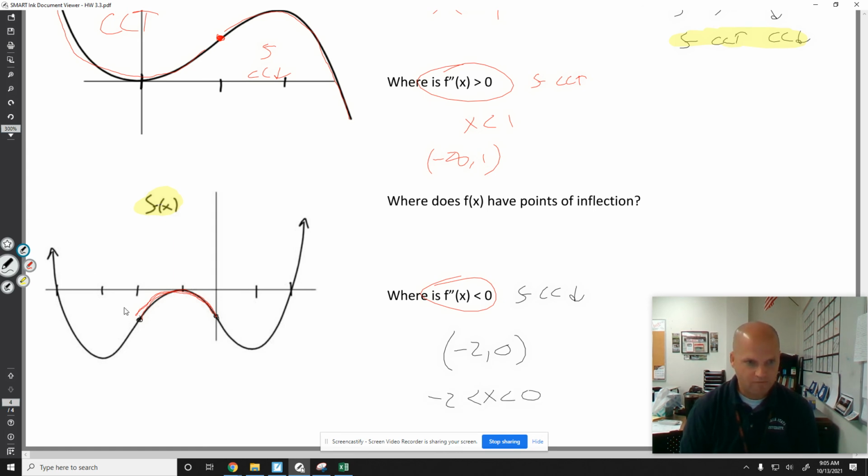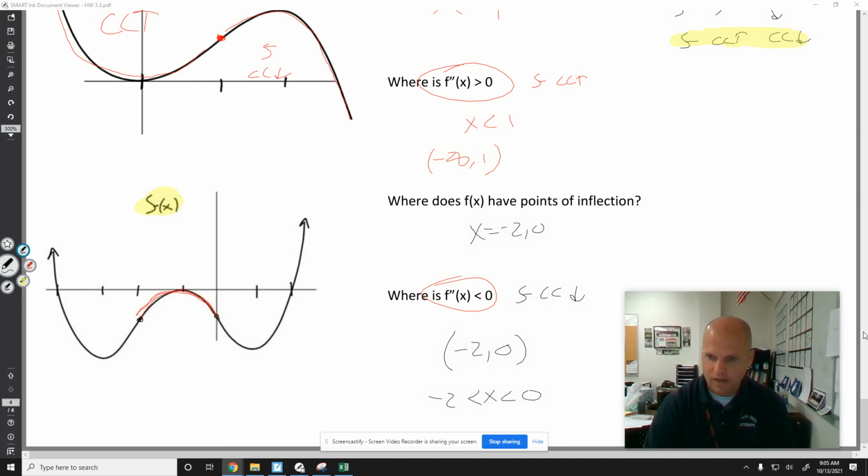Okay? Where does f have points of inflection? It looks like at -2, we're shifting from curving upward, concave up, to concave down, and then to concave up again. So I would say -2 and 0. You would be told that specifically. You're just kind of guessing here.